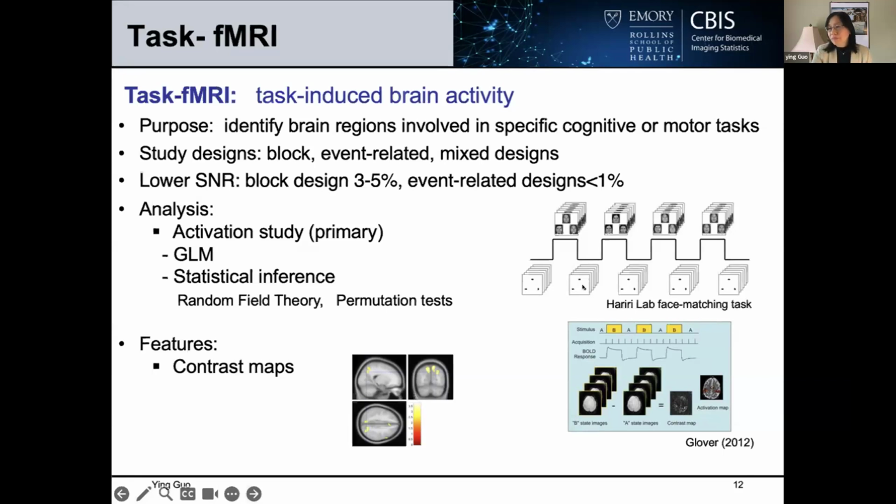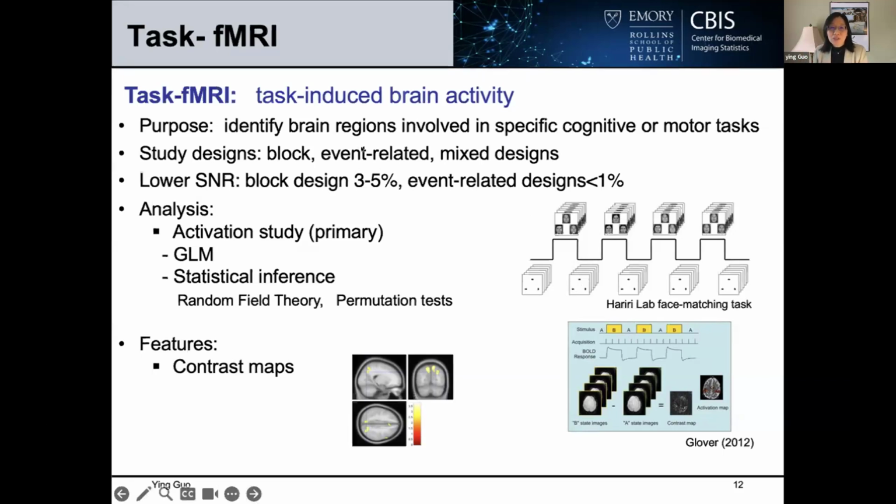So basically, this is what we call the block design, because we put the same type of stimuli into blocks. The advantage is that you're going to see a stronger signal between different conditions. Later, people invented the event-related design, in which the different tasks and control conditions are not blocked. Rather, they are interleaved with each other.